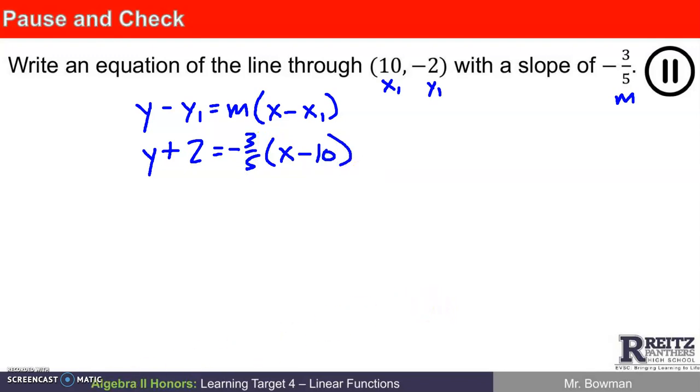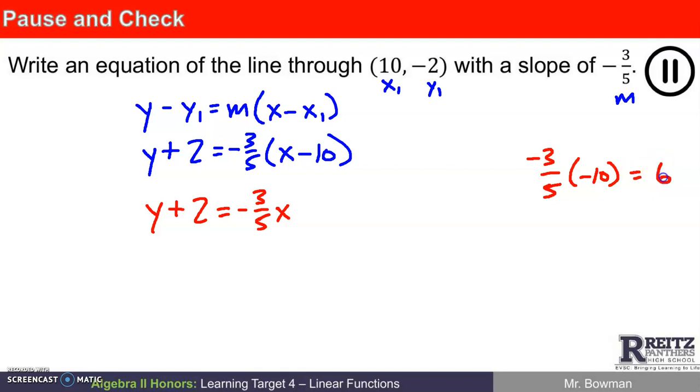And now I need to distribute. I need to distribute my negative 3/5 to both terms. I'll have y plus 2 equals negative 3/5 times x is negative 3/5 x. I'm going to go off to the side and do this one. Negative 3/5 times negative 10 is always top times number. Negative 3 times negative 10 is 30. 30 divided by 5 is 6.